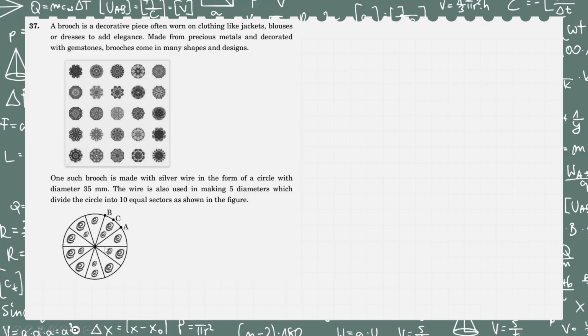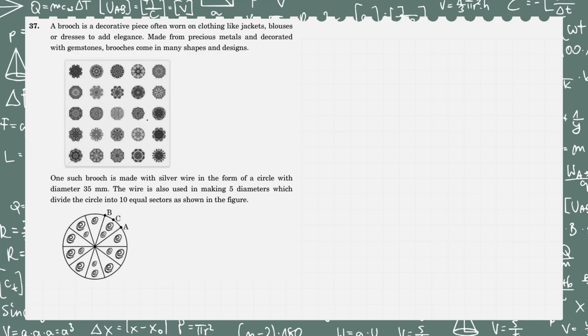Now let's move on to the next one. A brooch is a decorative piece often worn on clothing like jackets, blouses, or dresses to add elegance. Made from precious metals and decorated with gemstones, brooches come in many shapes and designs. So you will be aware of brooches, which are like one jewel which women wear above their dresses to add more elegance to their dress.